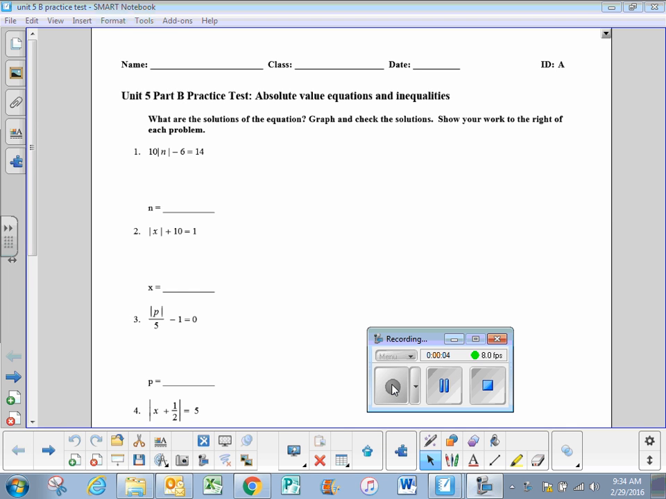Tomorrow, Mr. Hall's second period class. Unit 5, Part B, practice test: absolute value equations and inequalities.